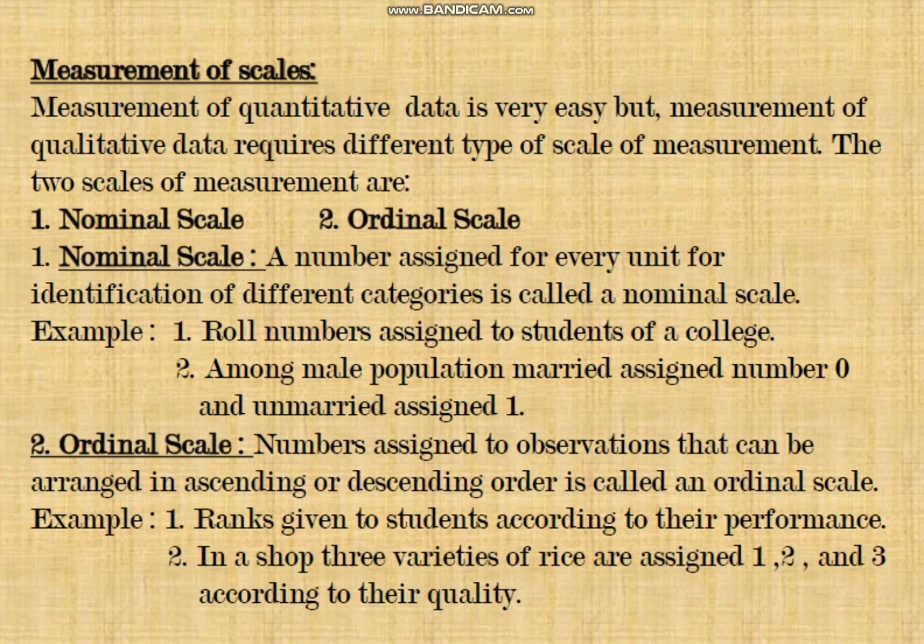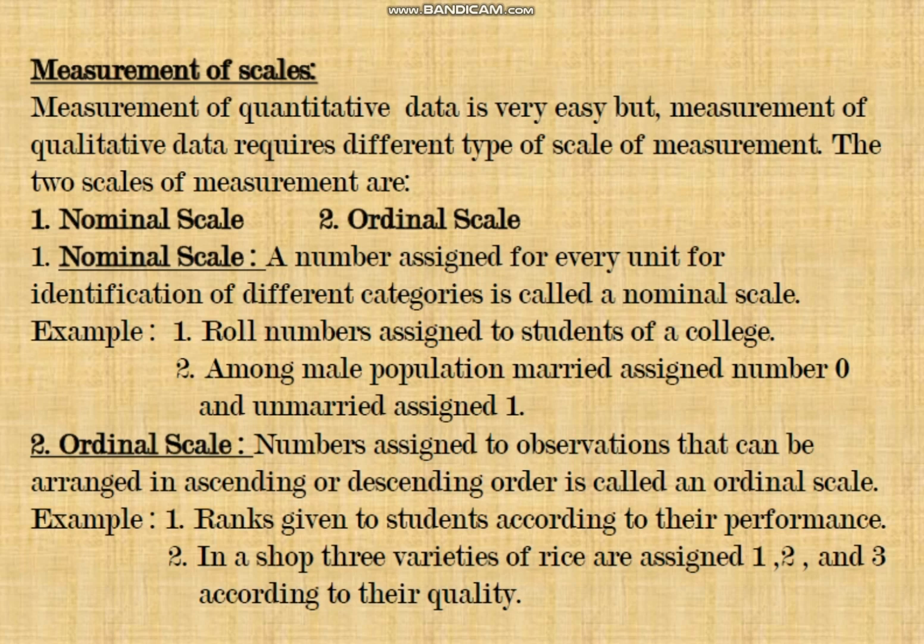There are two types of scales of measurement here. The first one is nominal scale. Nominal scale means a number assigned to every unit for identification of different categories. For example, roll numbers assigned to students of a college. In a college you are given roll numbers. Those roll numbers have nothing to do with anything regarding you. They are just assigned to you for your identification in this particular college. That's it. Outside the college, that number doesn't carry any significance to your life.